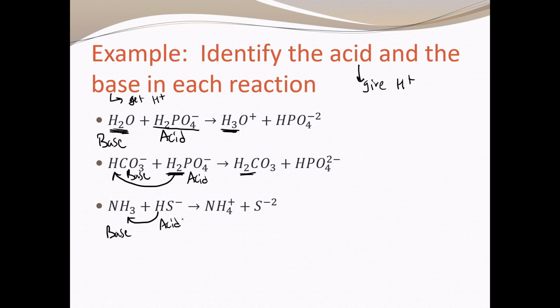So to recap, Bronsted-Lowry acids give hydrogens. Bronsted-Lowry bases get or accept hydrogens. And you can easily tell in any kind of reaction, just look for which substance loses a hydrogen, which substance gains a hydrogen.